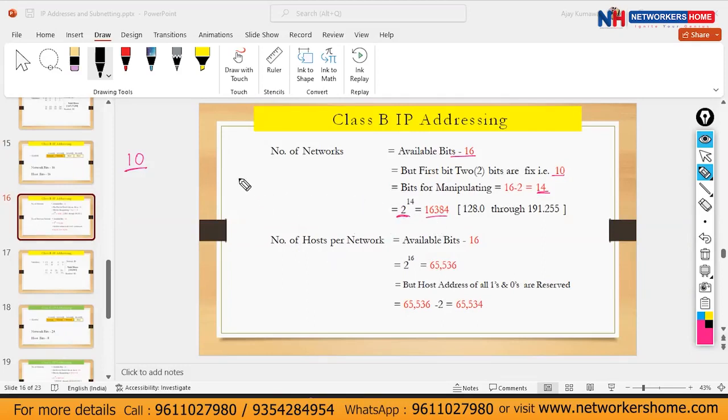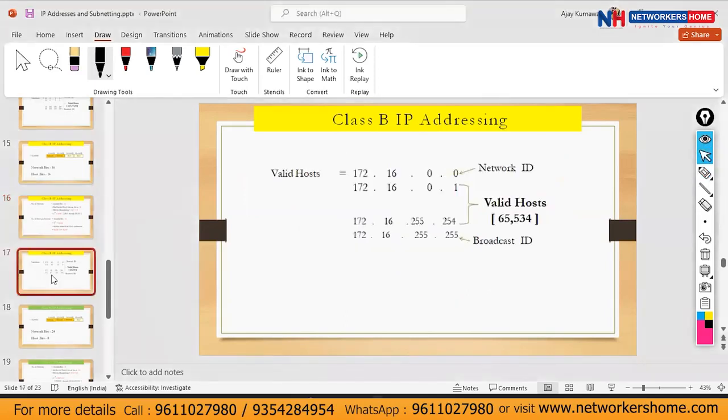Total is 16, because network bits are 16 and host bits are also 16. So host bits are 2 raised to power 16. If you calculate the number of hosts per network, you will say 2 raised to power 16. And again, we have to reduce the first IP and the last IP. So this will be 65,534 for class B. This is clear. You can note down from the presentation I'll be sharing. I have already shared actually.